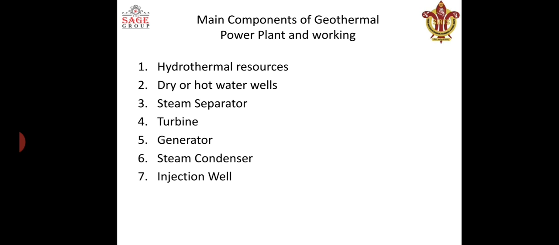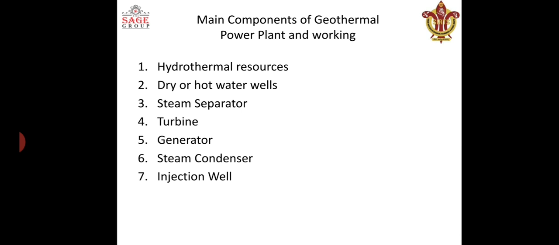Third one is the steam separator. A steam separator is a kind of device which is used to separate the steam from the hot water, or sometimes it works as a flash chamber in a wet steam power plant, in which the moisture or water particles are removed from the steam or the hot water. So that is a steam separator.